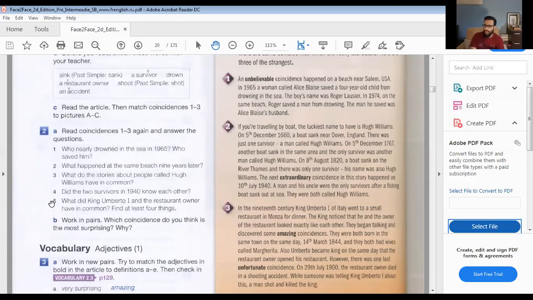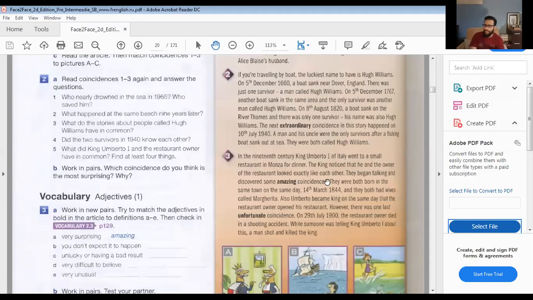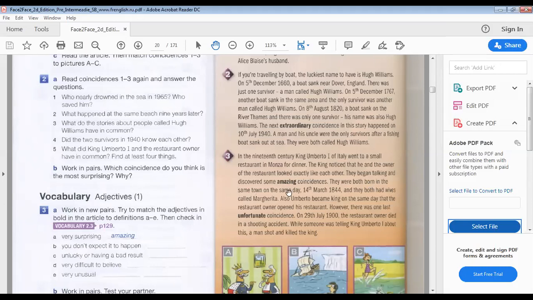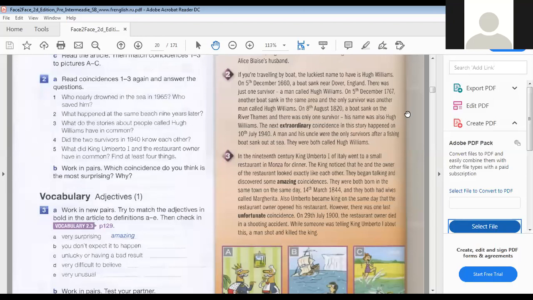Now, number 5, what did King Umberto I and the restaurant owner have in common? Find at least 4 things. Let's find the 4 things. First of all, they look like each other, so they have a resemblance. This is the first thing in common. They looked like each other, and they were both born in the same town on the same day. So this is another thing they have in common.